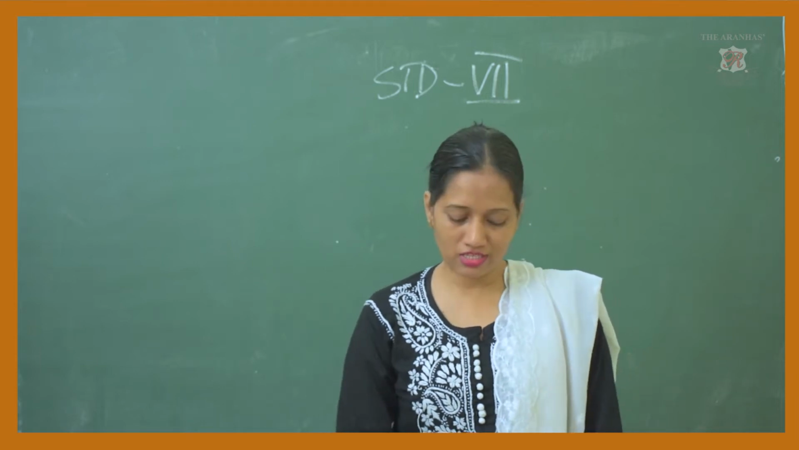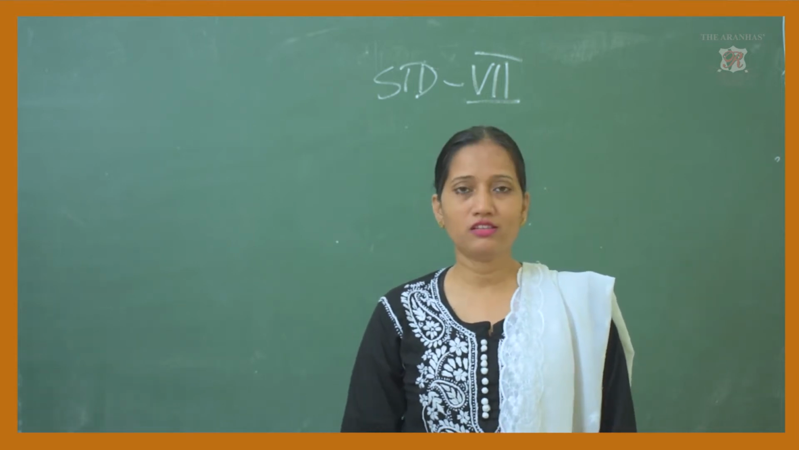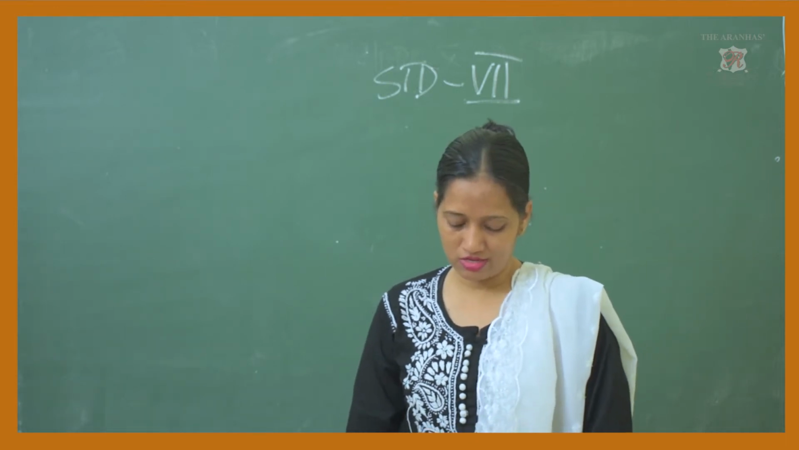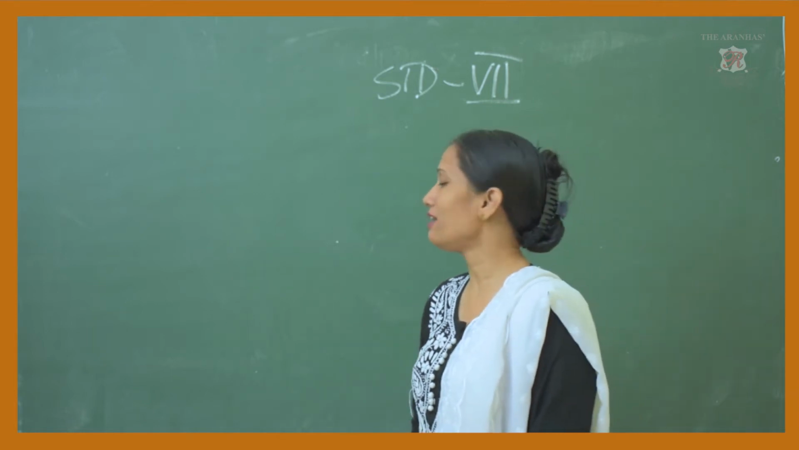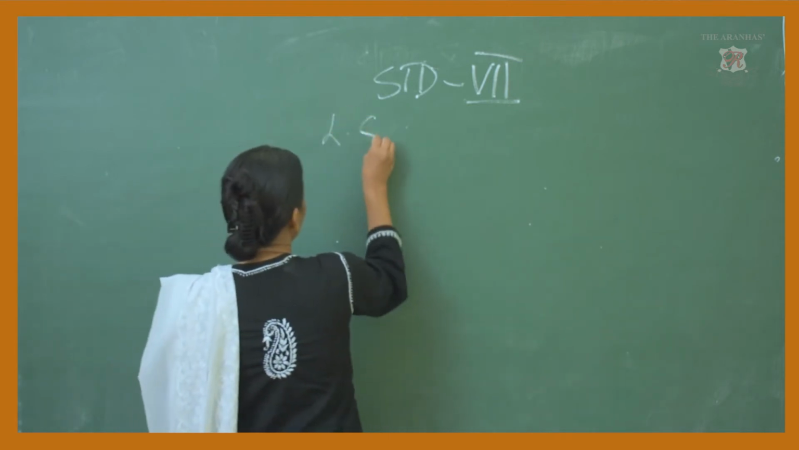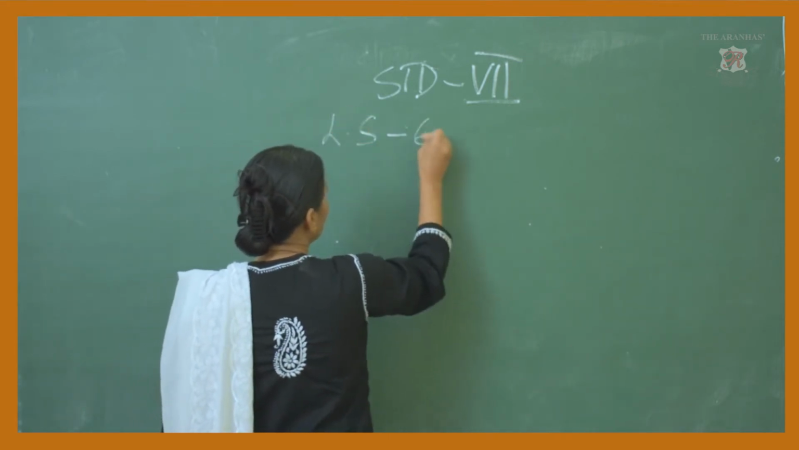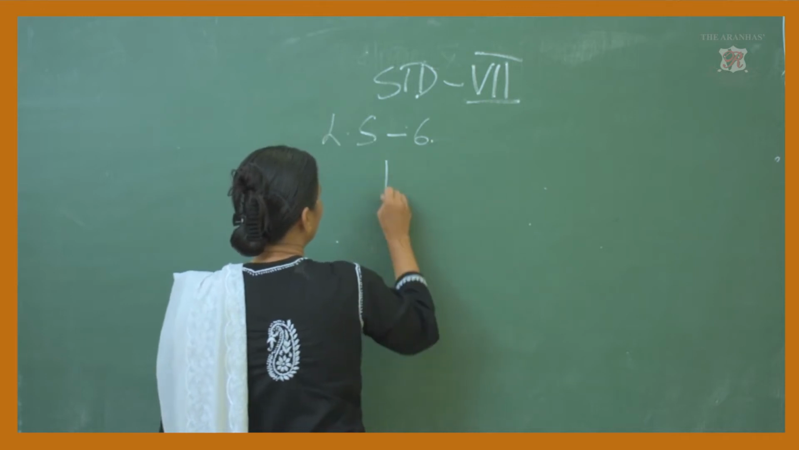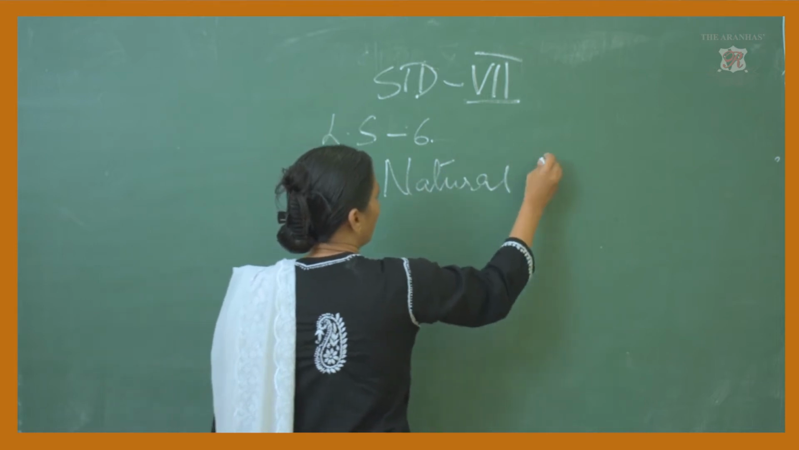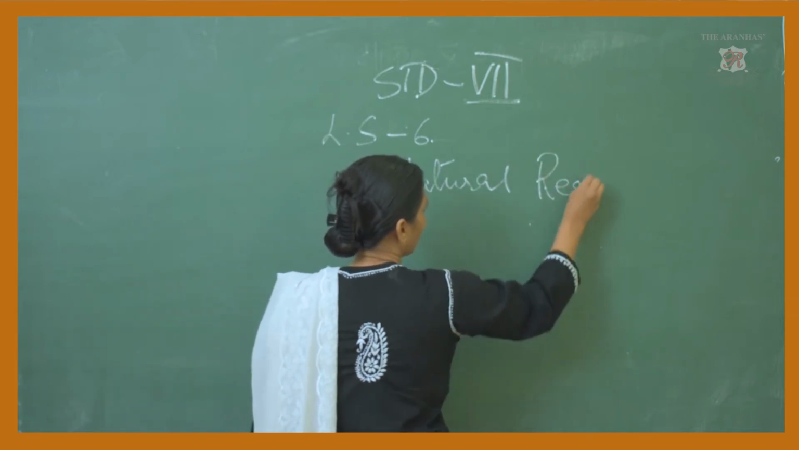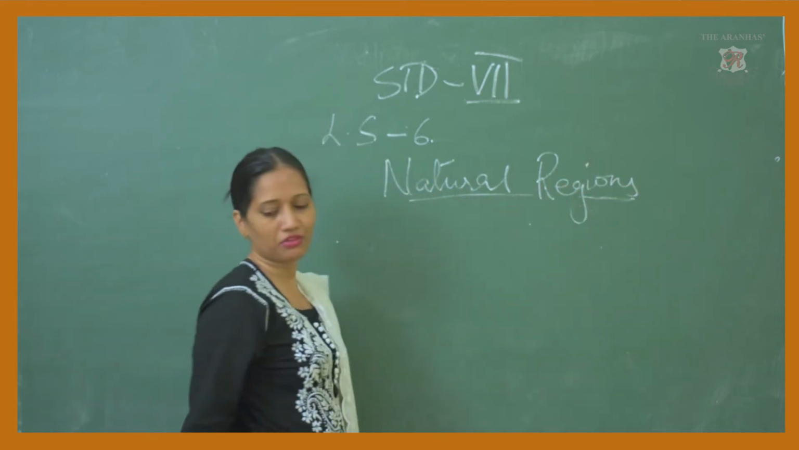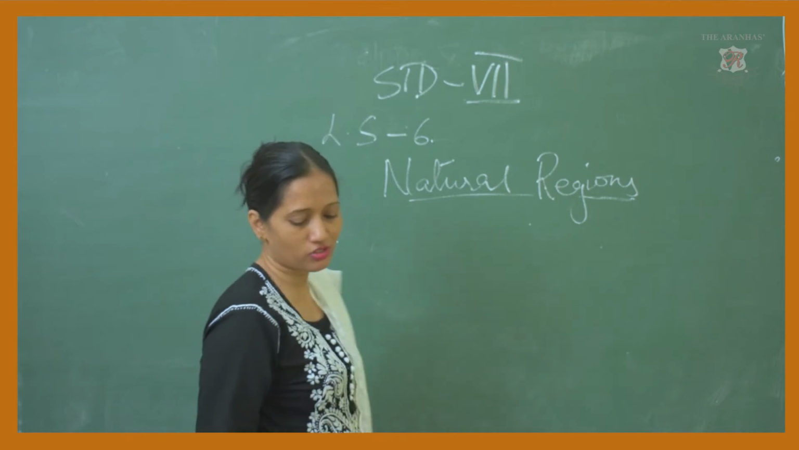The last chapter that we finished was lesson number 5, that is the winds, isn't it? The various types of winds we had finished. And today we are going to start with lesson number 6, that is natural regions. We are going to start with a new chapter, natural regions.